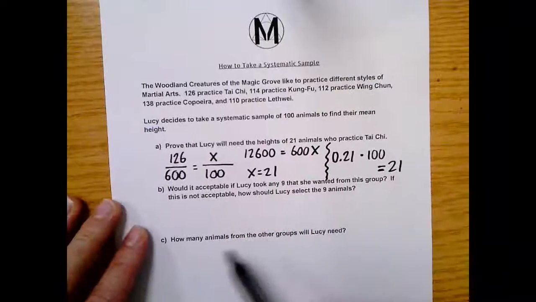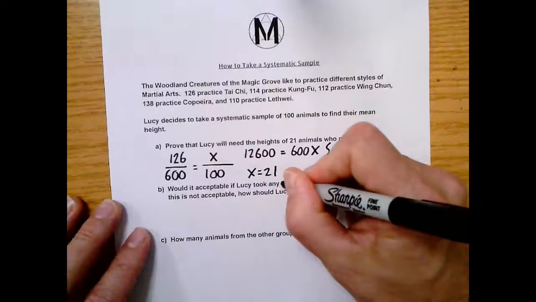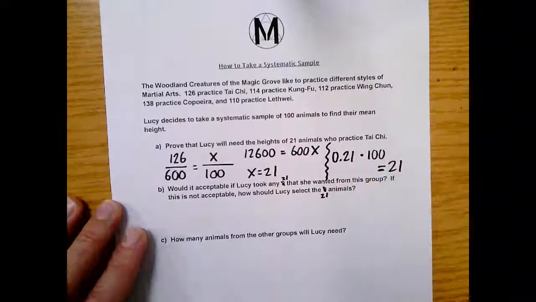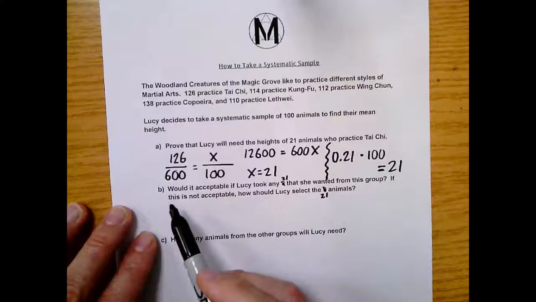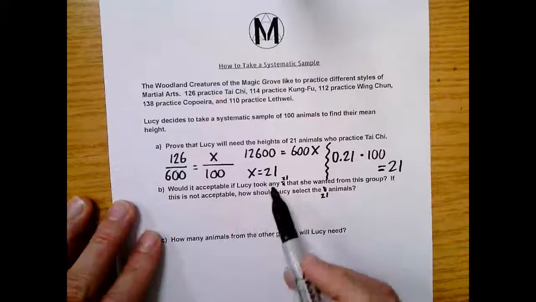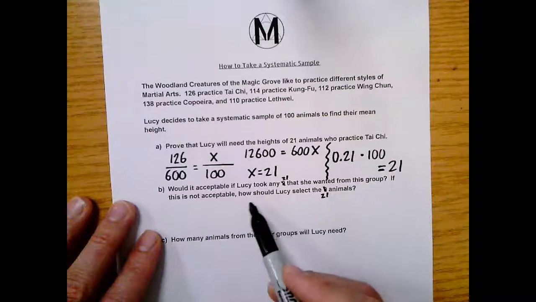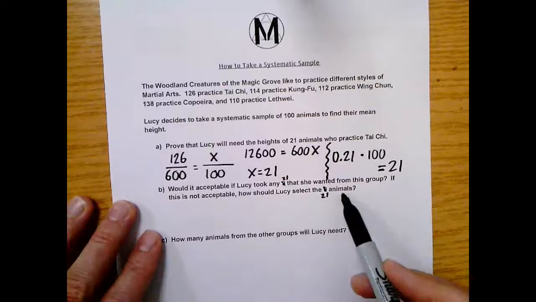Okay, let's go to question B. And this actually should say 21 and not 9. That's just a typo on my part. Now you know it's really me. So would it be acceptable if Lucy took any 21 that she wanted from this group? If this is not acceptable, how should Lucy select the 21 animals?